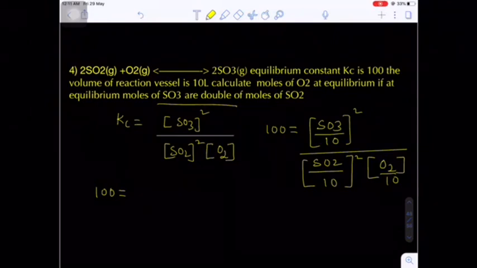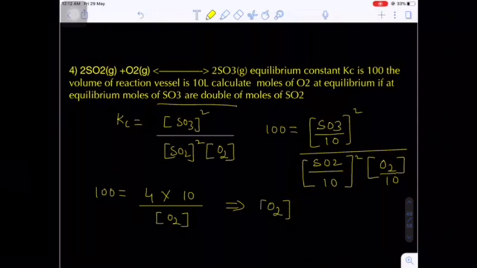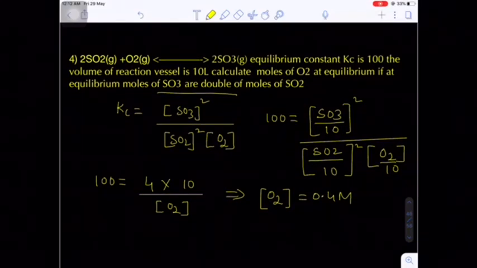So SO3 and SO2 will get cancelled. So you will get 2 square, means 4, into 10, whole divided by the concentration of O2. From here, the concentration of O2 will be equal to 0.4 moles per liter.